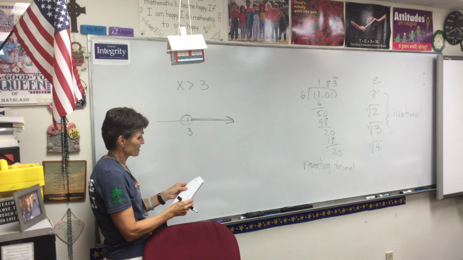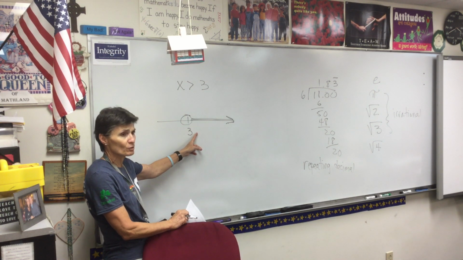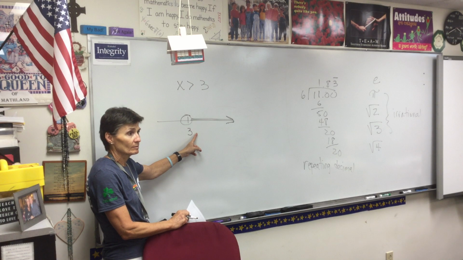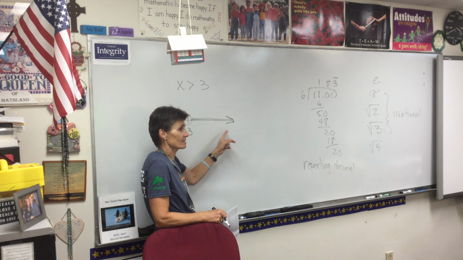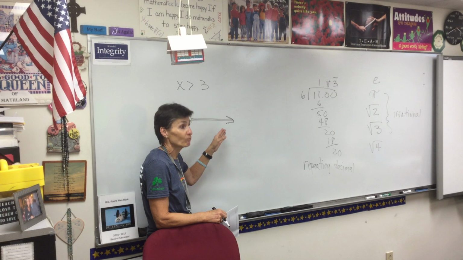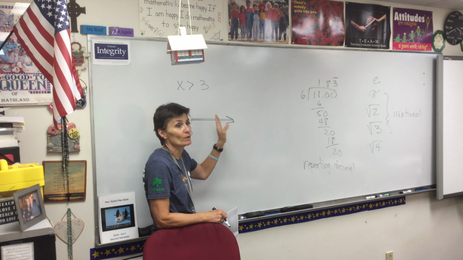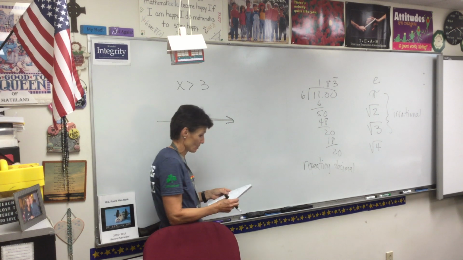Everybody okay with that? It says describe and graph. This is all the numbers bigger than 3. And that, by the way, isn't just 4, 5, and 6. That's 3.5, 4.2. That's every number bigger than 3.